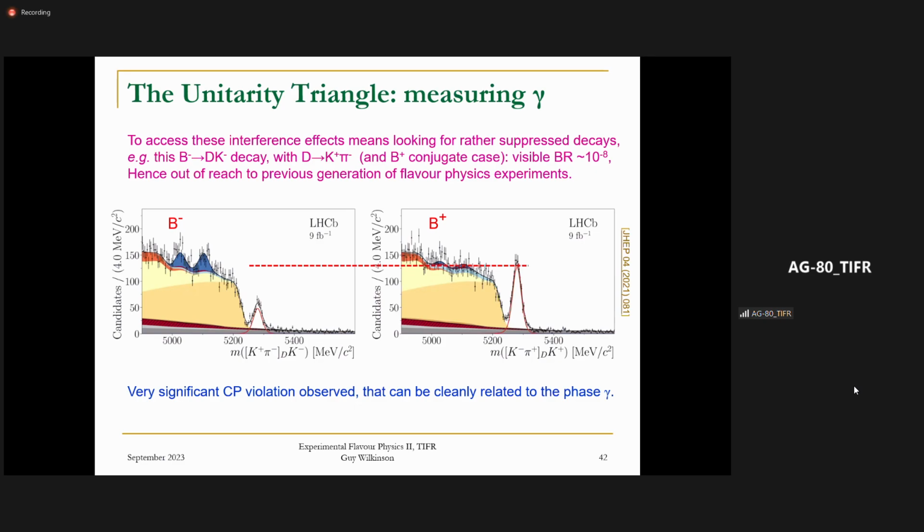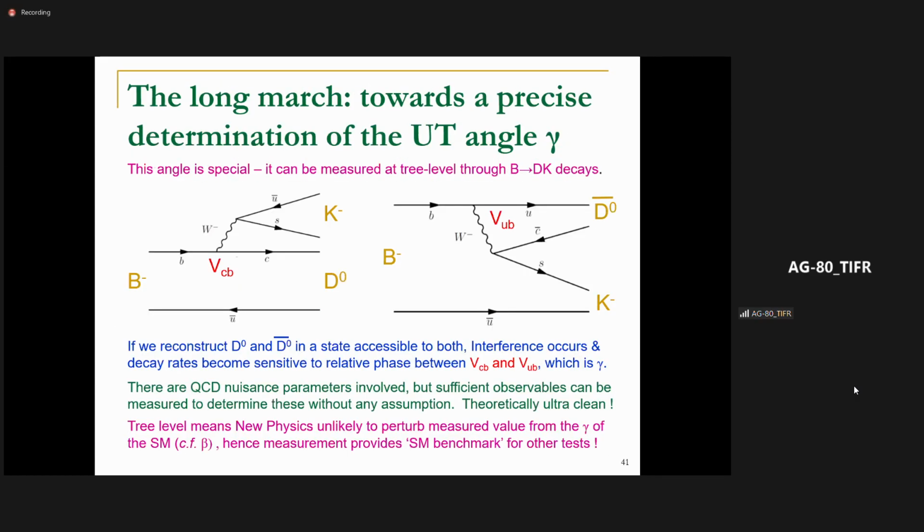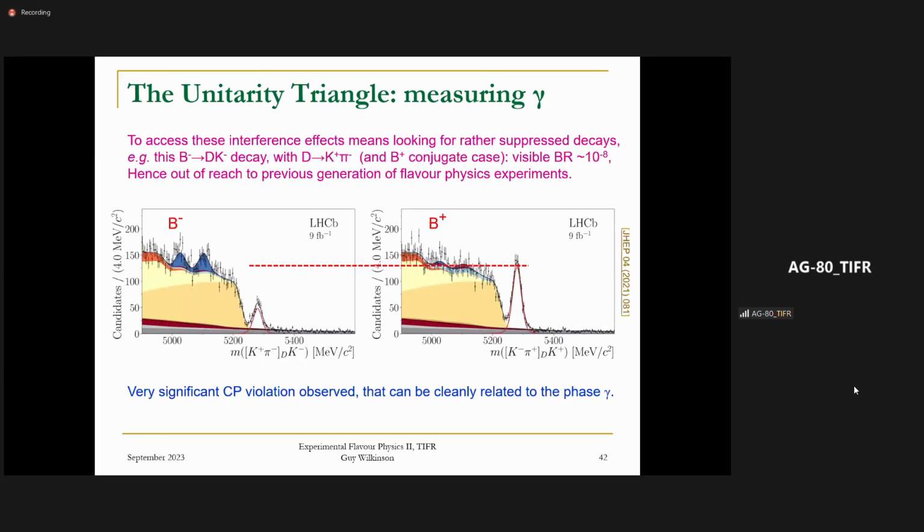And without needing to go through the formulas, one can compare the relative rates of these two things, and you can very, very cleanly extract gamma. There's actually no hadronic uncertainty. There are hadronic factors involved in these decays, but they can be fitted and extracted in the measurement with no theoretical input. This is a beautifully clean measurement.